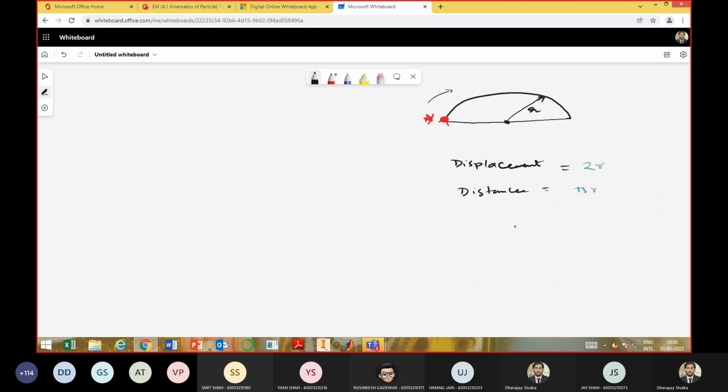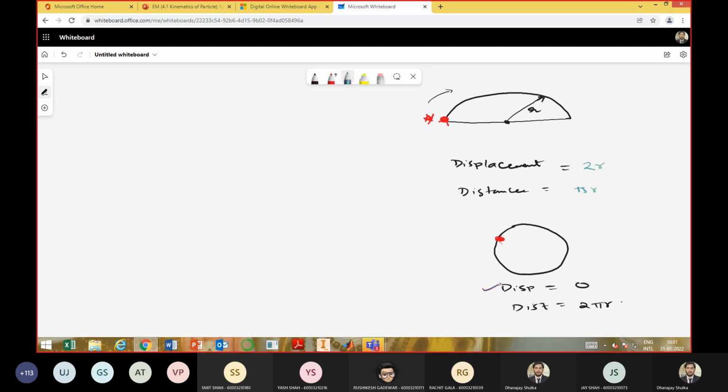Similarly, let's say I have a full circle. What will be the answer? 0 and 2 pi r. The particle covers the complete circle. So how much will the displacement be here? Displacement 0. That's very good. Distance? 2 pi r. Very good.